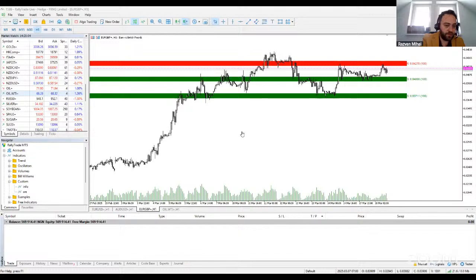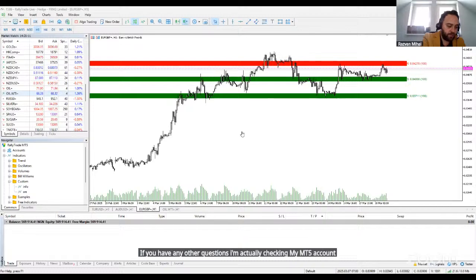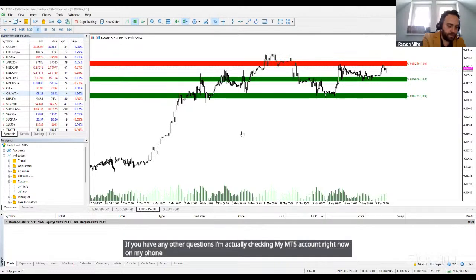If you have any other questions, I'm actually checking my MT5 account right now on my phone to see whether they actually enable custom indicators on the phone.